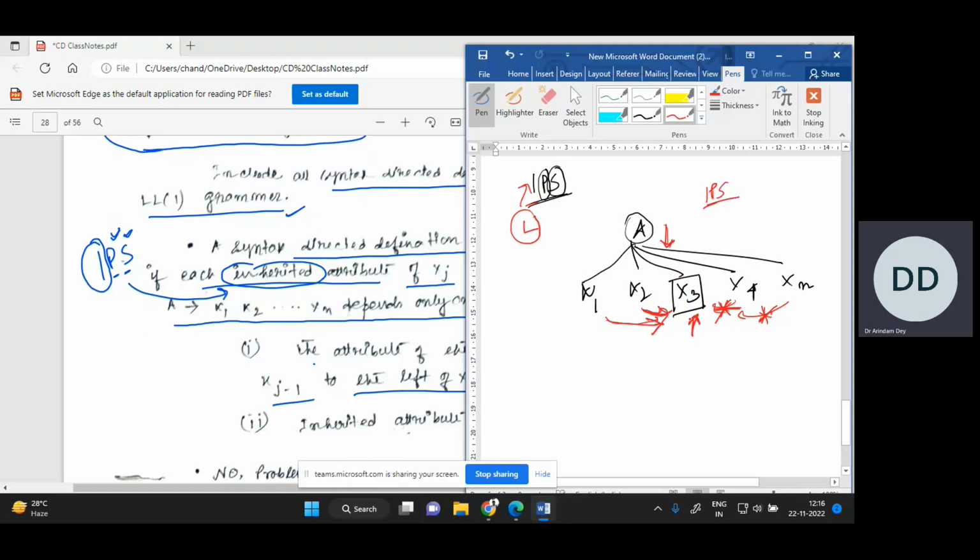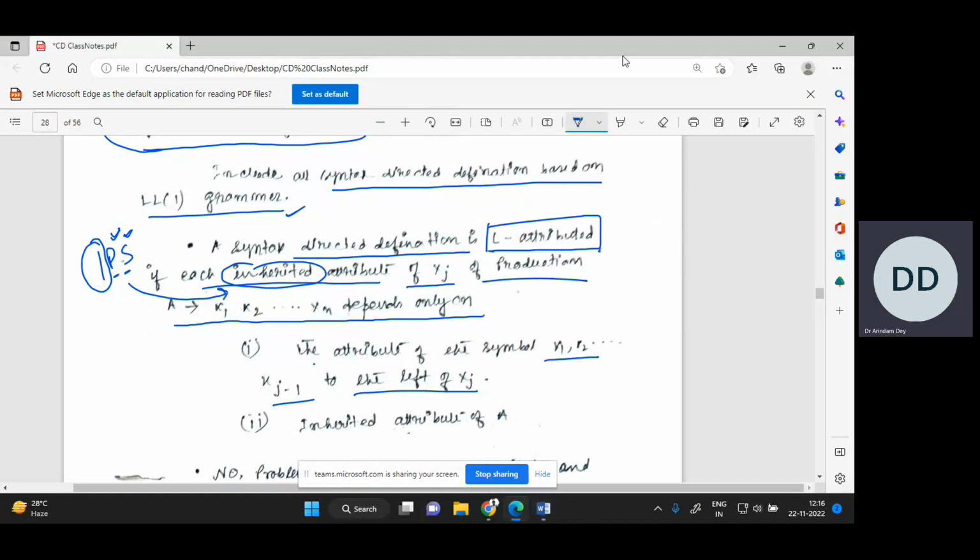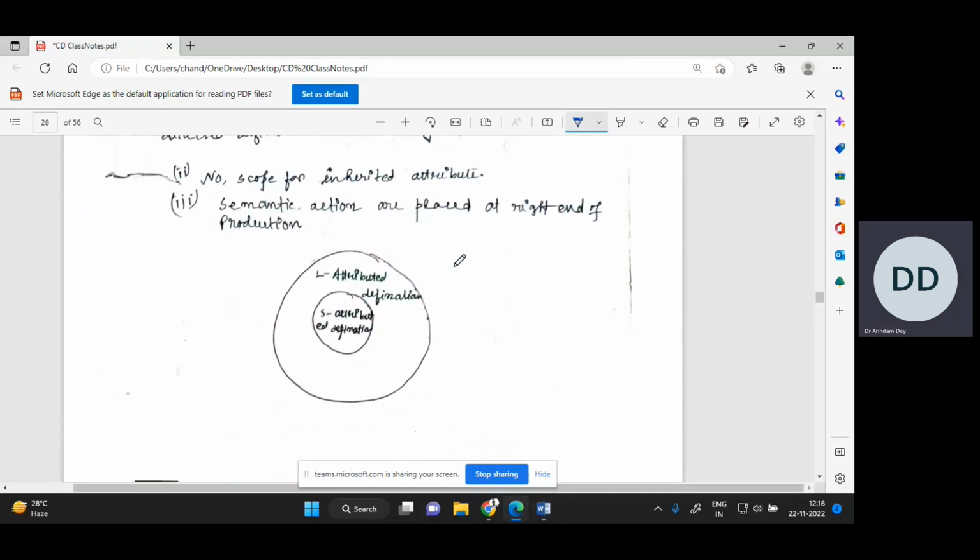At the same time, in this category, while taking the value from a sibling, it will not take the value from the right siblings. It will take the value from the left siblings as well as from the parent. This is the only change you have to remember here. Correct?